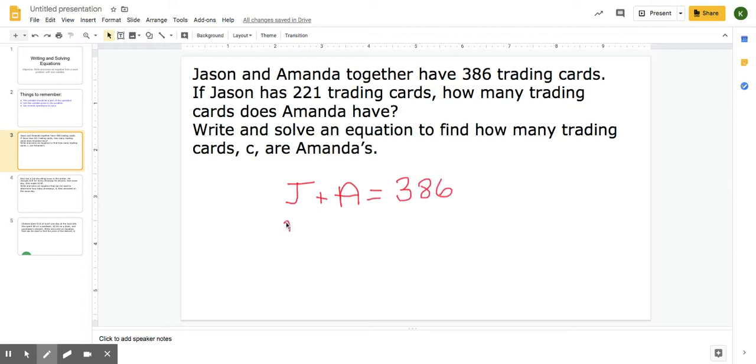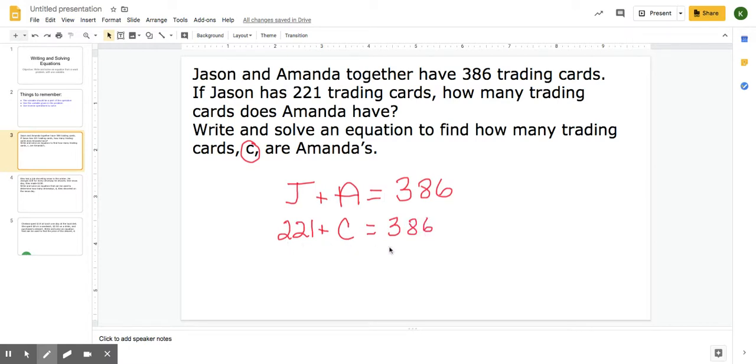We know that Jason has 221 cards, so we can replace that with 221. We would add to that the amount for Amanda, which is represented by the variable C, and then we keep 386 on the right side. So this would be our equation.